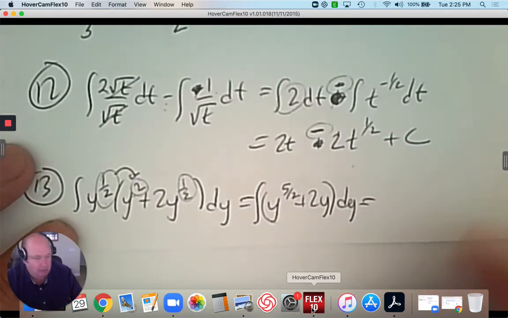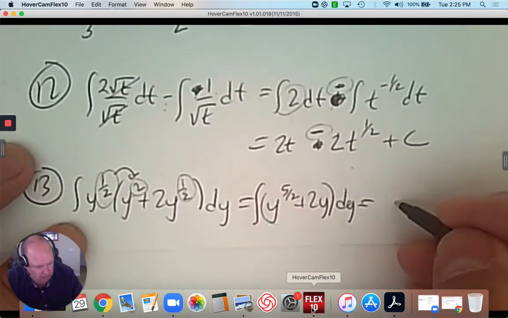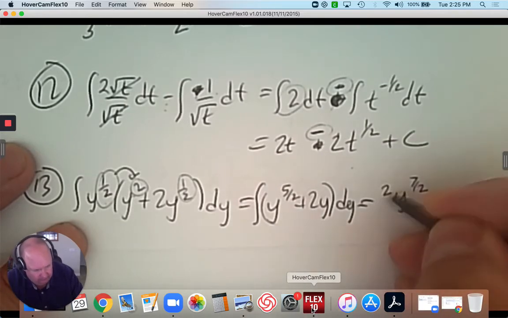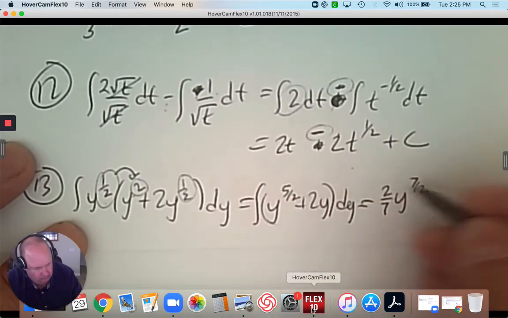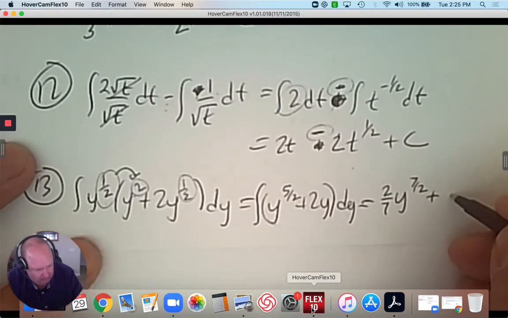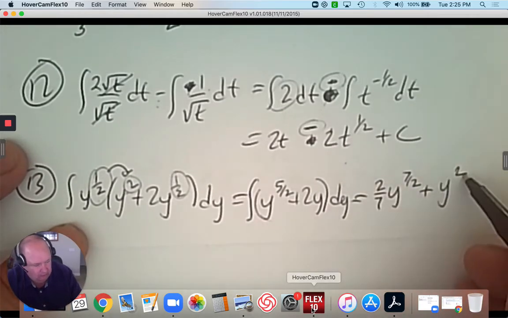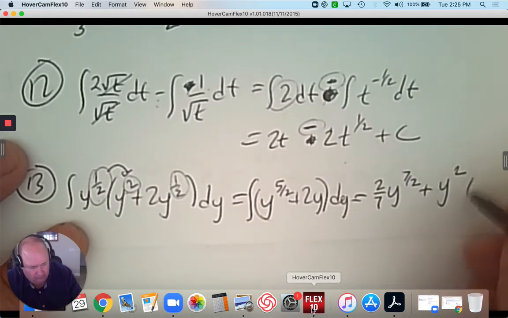Now we're ready to integrate this, where we add 1, so 2 plus 5, that's 7/2, and then the reciprocal. And then 2y, you add 1 and divide. So y squared, and then 2 divided by 2 leaves you with 1y squared, and then the constant.